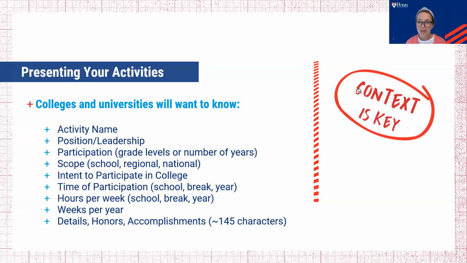So, what information are we hoping that you'll give us in the application? So one, the activity name. And so if you're part of FBLA, spell that out for us. Tell us that that is the Future Business Leaders of America. Don't rely on us to just know what that acronym stands for.